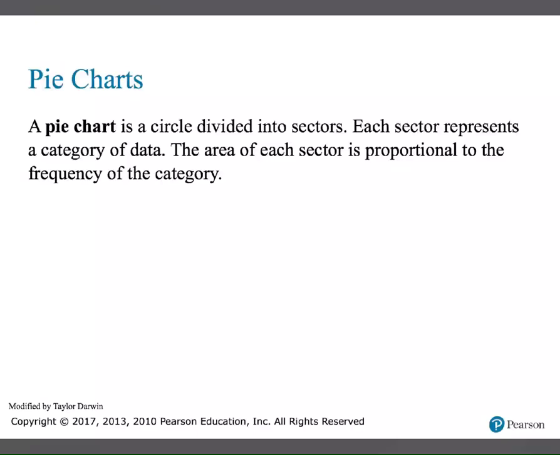All right, one of the last things that we're going to talk about in 2.1 are pie charts. You may have heard of pie charts before, but it is a circle. It looks like a pie, and it's divided into sectors. That's the area, basically, of each portion of that pie. And each sector represents the category of data. The area of each sector is proportional to the frequency of the category. And so we're going to look at that really quick.